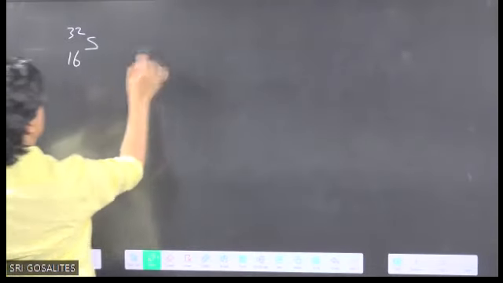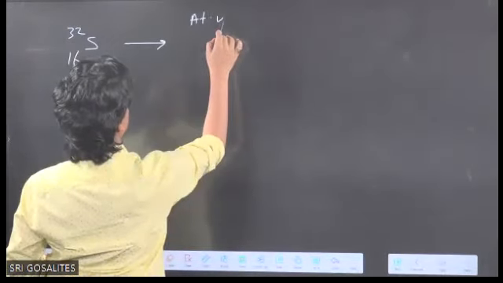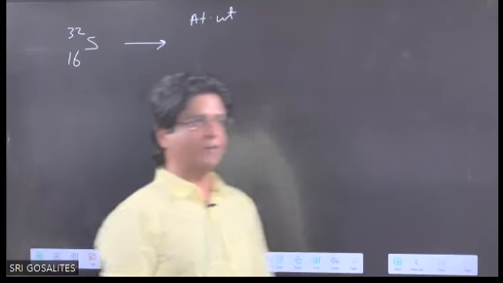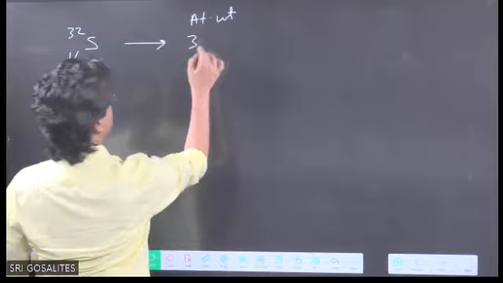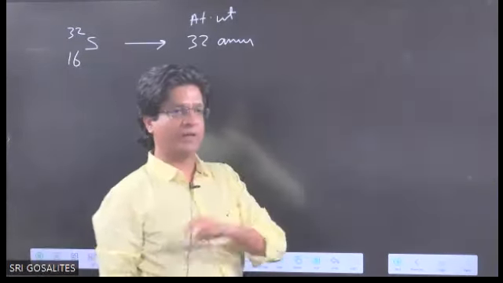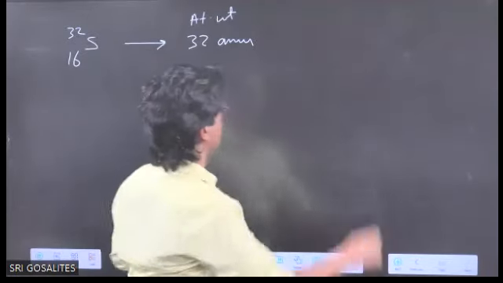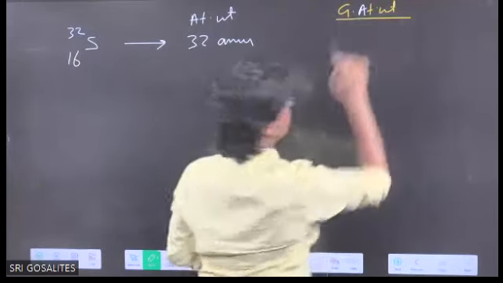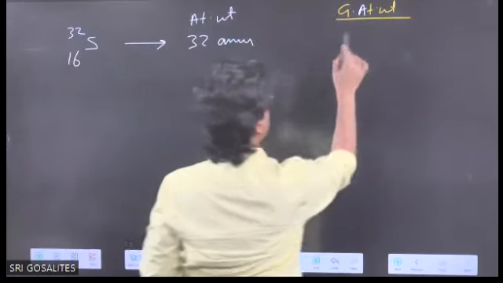Okay, now a few more questions before I move forward. If I give you sulfur, which is 32 and this is 16, who will tell me what is the atomic weight in the micro world? Very good, 32 AMU. And when I say micro world, I mean 1 atom of sulfur. And who will tell me the gram atomic weight? That is the macro world. That will be 32 grams.